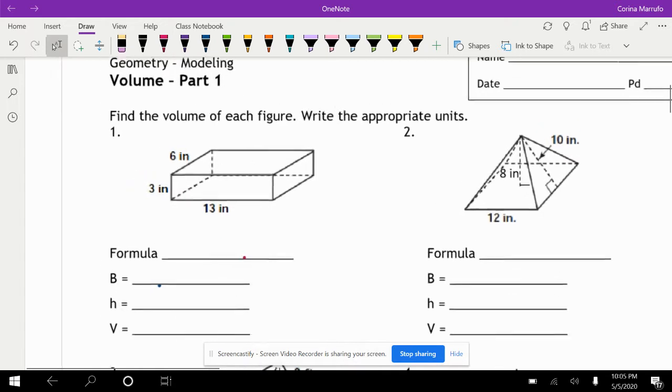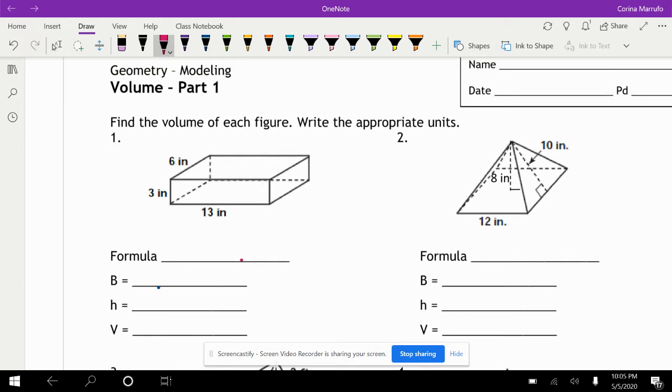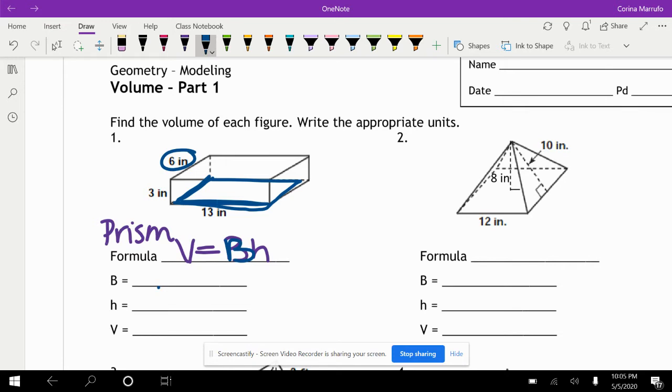So if we look at the first one, you start off by identifying what kind of shape you have. In this case, we have a prism because you have two parallel bases. And since we have a prism, that means we're going to use volume equals big B times little h. And remember, big B stands for the area of the base. So this is my base. And to find the area, it is a rectangle. So we need to do length times the width, which is 6 here and the 13. So we're going to do 6 times 13.